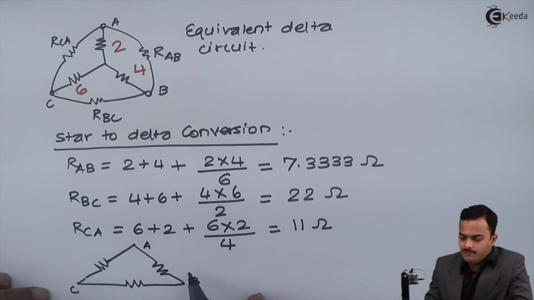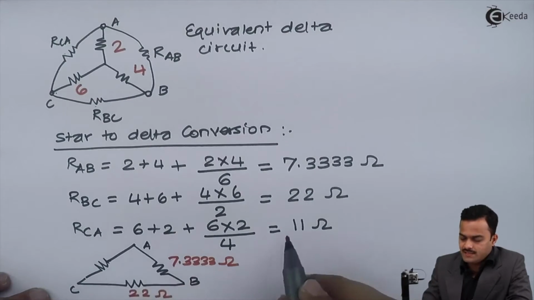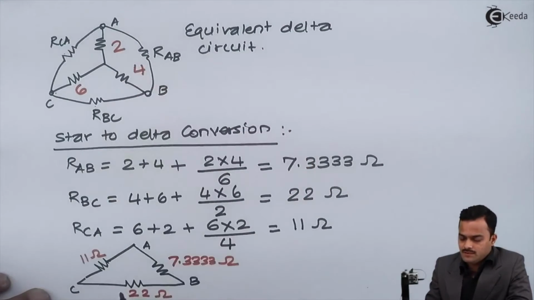So actually this particular star is getting converted into delta like this. Between A and B, I'll get 7.3333 ohm. Between B and C, I'll get 22. And between C and A, I'll get 11 ohm. So the answer for this problem is this.